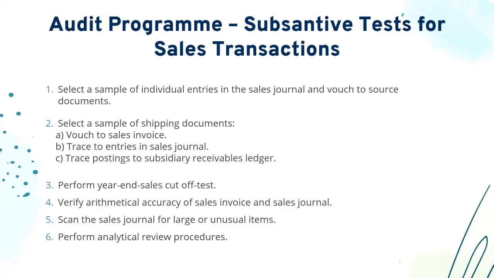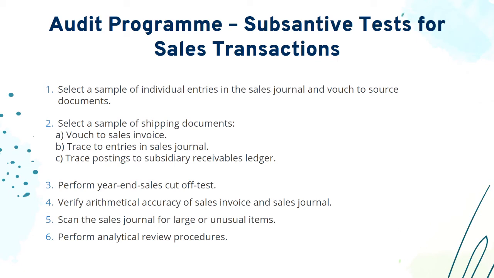Okay, first is substantive test for sales transaction. There are 6 things to do. Number 1 is select a sample of individual entries in the sales journal and vouch to source documents. And then number 2 is select a sample of shipping documents, which are 3 things. Number 1, vouch to sales invoice. Next, trace to entries in sales journal, and then trace postings to subsidiary receivables ledger.